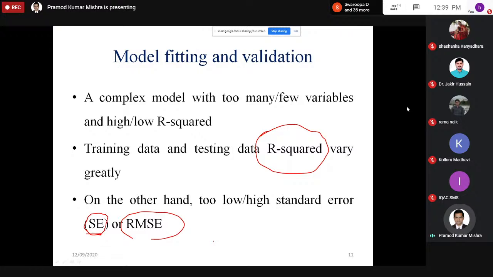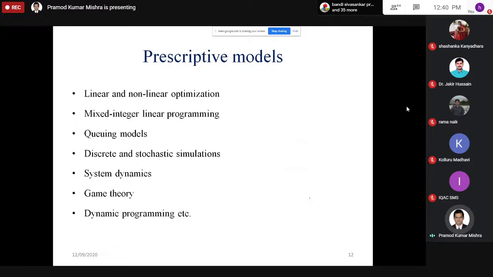Root mean square error is nothing but your y minus y hat, or you can say the y prediction. You take the square and take cumulatively the mean. You get RMSE. So these are certain statistics you need to put in place for your prediction model. Then you have the prescriptive models, basically optimization things.